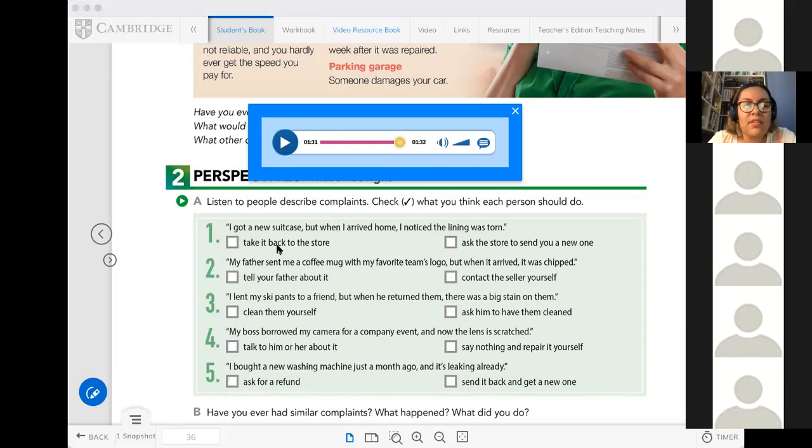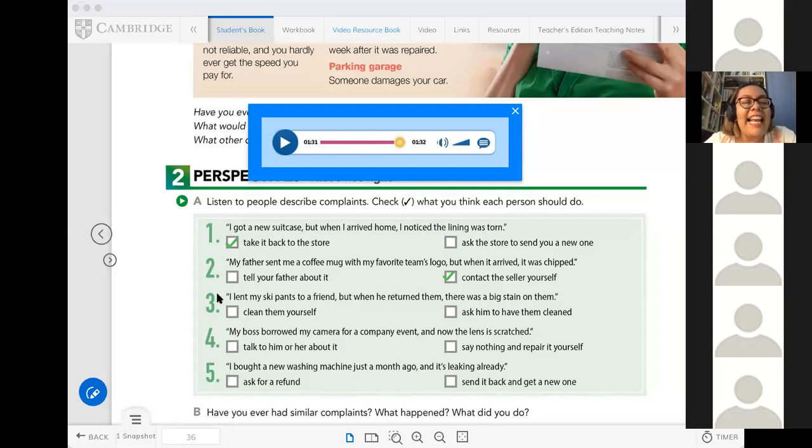Take it back to the store. Okay. What about the rest of the people? Okay, terrible. Number two, my father sent me a coffee mug with my favorite team's logo, but when it arrived, it was chipped. Tell your father about it or contact the seller yourself. Contact the seller yourself. Yeah, definitely, because I think that if I were to tell my father, he wouldn't fix anything. So yeah, contact the seller yourself.